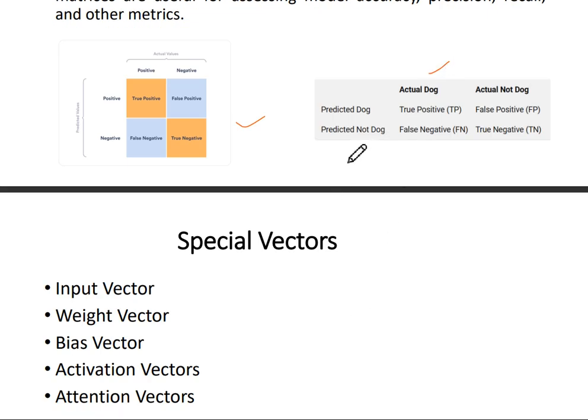You can see here an example: predicting a dog. If there is actually a dog picture and your model detected it, then it is a true positive. If it is actually a dog but the model did not detect it properly, then it is called a false negative. If it is not a dog but it is detected as a dog, then it is a false positive. And if it is not a dog and it is predicted as not a dog, then it is a true negative.